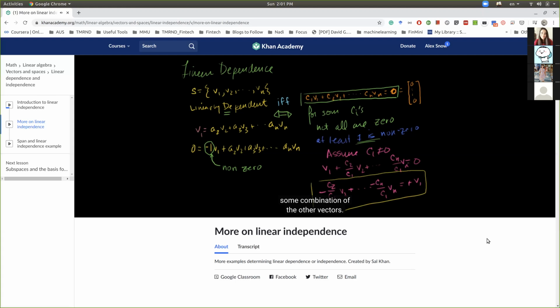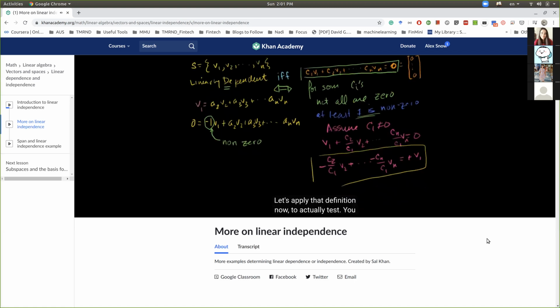So we're able to go this way too. If this condition is true, then I can represent one of the vectors as a combination of the others. If I can represent one of the vectors as a combination of the others, then this condition is true. So hopefully that proves that these two definitions are equivalent. Maybe it's a little bit of overkill.